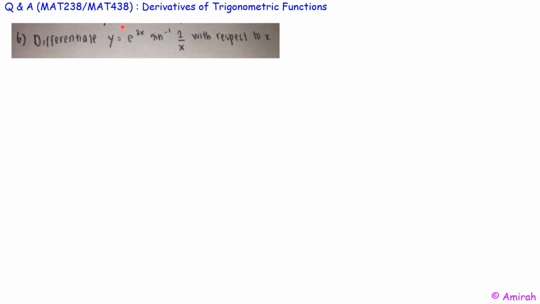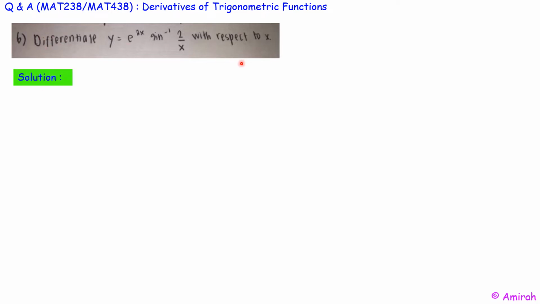Hi everyone, Assalamualaikum. In this video, we are going to discuss question and answer under the topic derivatives of trigonometric functions. This is the given question from your friend: differentiate y equals e to the power of 2x inverse sine 2 over x with respect to x. Right, now we discuss the solution.